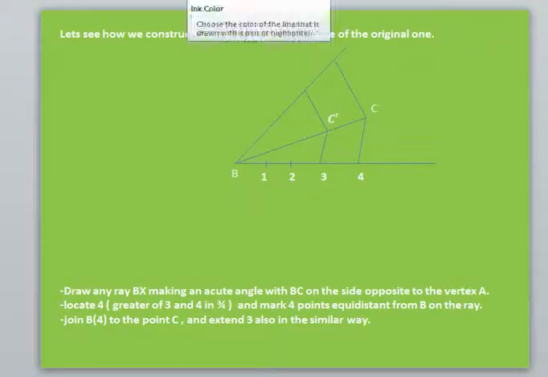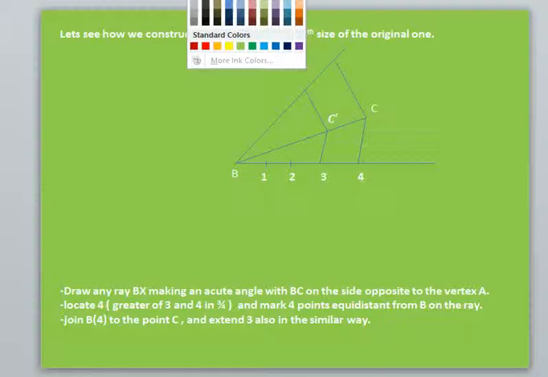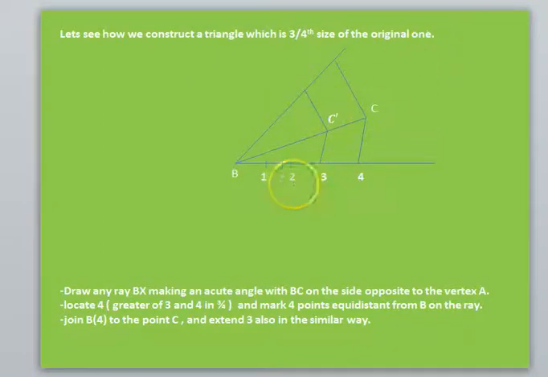Let's see how we construct a triangle with 3/4 size of the original one. The steps of construction are: draw any ray BX making an acute angle with BC. BC is the base which is given to us. On the side opposite to the vertex of A. If I am expecting my vertex here in this point, then I have to draw it opposite over here.